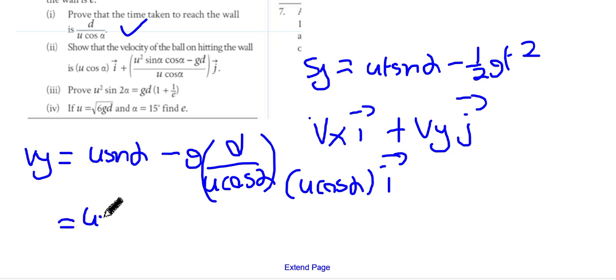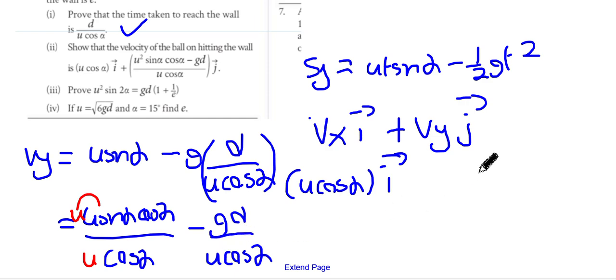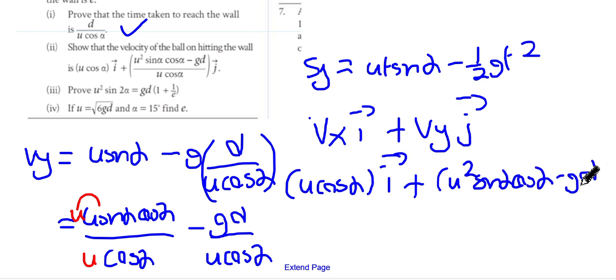So it's going to be u sine alpha cos alpha all over cos alpha, and then g d over u cos alpha. I also have to give it another u. And that turns that into what? U squared, yeah. There we go. Horizontally.